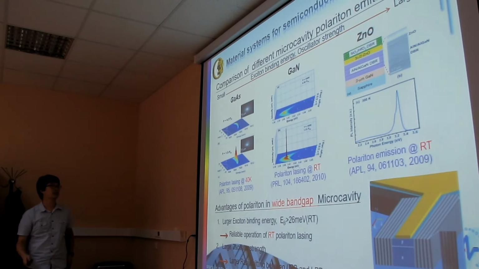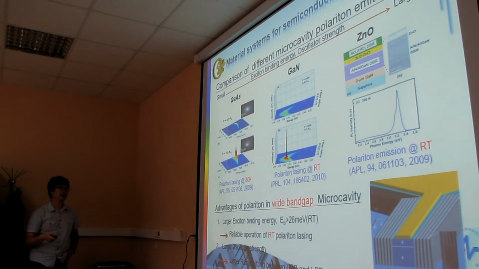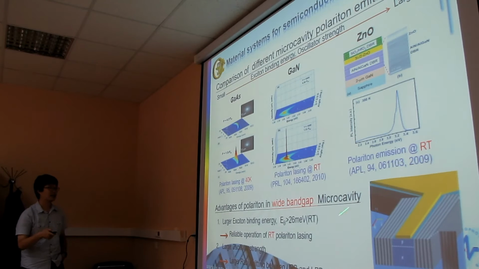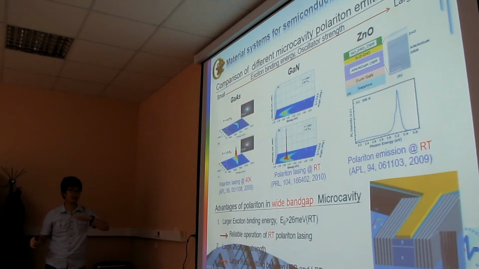Several materials have realized polariton lasing, but the operation temperature requirement is very low, so it is not practical for us to use in industry or daily life. The advantage of wide band gap microcavities such as gallium nitride and zinc oxide is that they have a larger exciton binding energy, which is larger than the room temperature thermal energy, and a large oscillator strength, which will increase the interaction between exciton and the cavity photon.